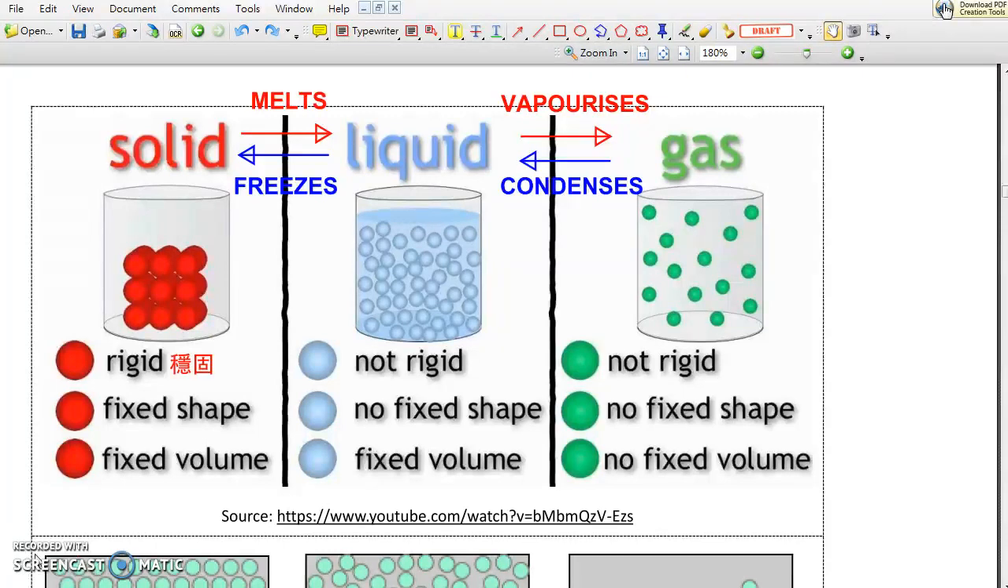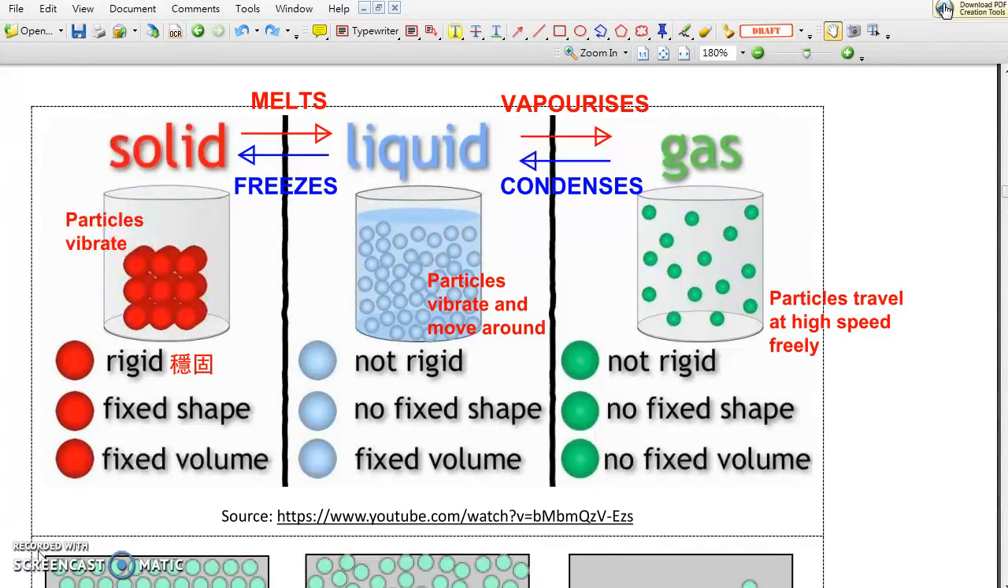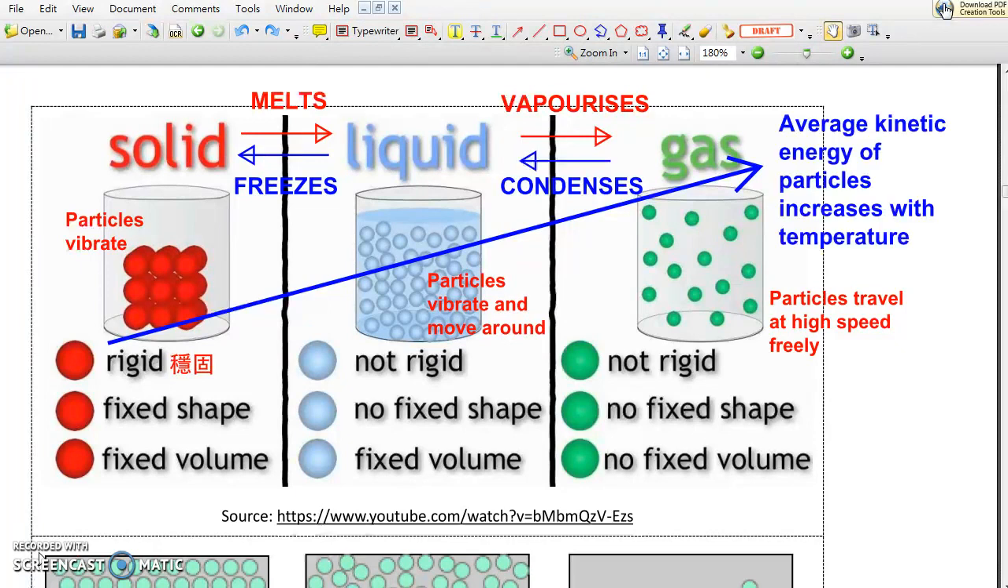Most solids are rigid because the particles inside cannot move. Particles can only vibrate about their mean position. They cannot move around. But for liquid particles, they don't only vibrate, they can even move around from one place to another. At a higher temperature, they are gas particles. They may travel at very high speed freely inside the gas volume. As we can see, when temperature increases, the particles move more rapidly, and the average kinetic energy of particles increases with temperature.